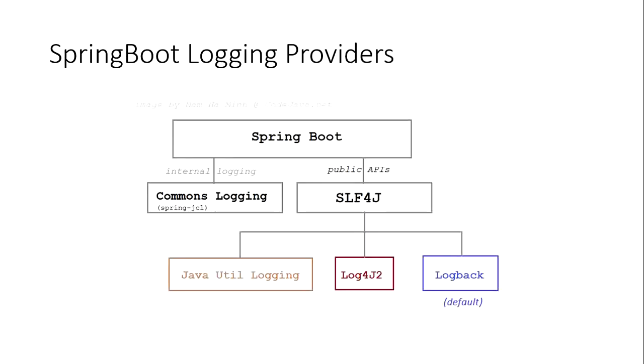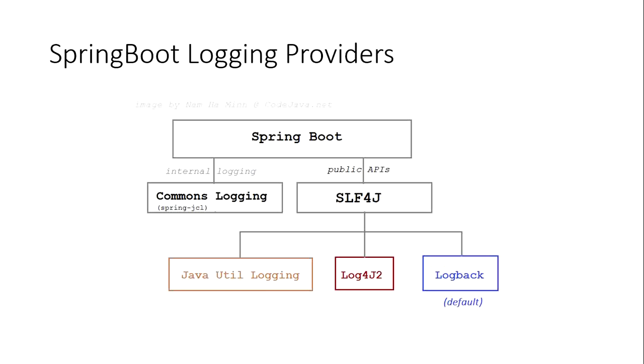Yeah, so now coming to Spring Boot logging providers. If you see this diagram, Spring Boot internally uses JCL, in the sense Jakarta Commons Logging library, for public APIs. It's using logback as its default logging framework with the help of SLF4J. So now let me give you a brief background about these logging frameworks.